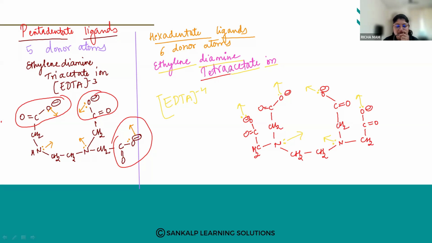So, please note down the structures. Okay, so let us go for the next one. Next is the chelating ligands. Next we are going to discuss the chelating ligands.